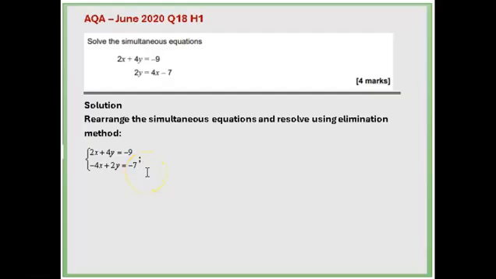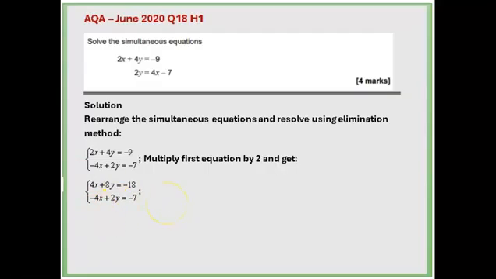Now, eliminating one of the letters, x or y, you can choose whatever you like. So I choose to multiply the first equation by 2, and I'll get the same term in x in the first as in the second equation. And this is what we get.